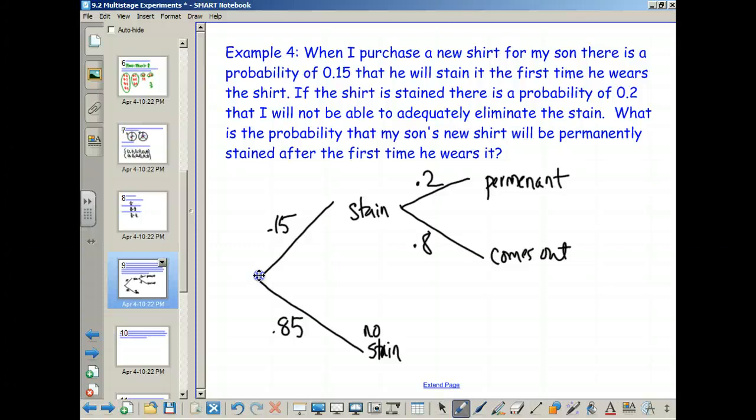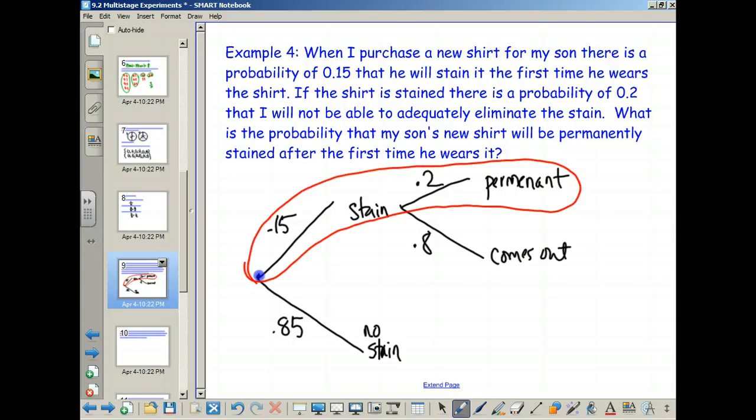Okay, so is everybody good with the diagram? Now the question said, what's the probability it will be permanently stained after the first UV wears it? So this is one of my branches. It's the branch along the top, right? This is the question that I'm being asked. The question I'm being asked is, what's the chance that there's a permanent stain when it wears it the first time? So what would I do to find out this probability? 0.15 times 0.2. And if I multiply them, what do I get? 0.03.